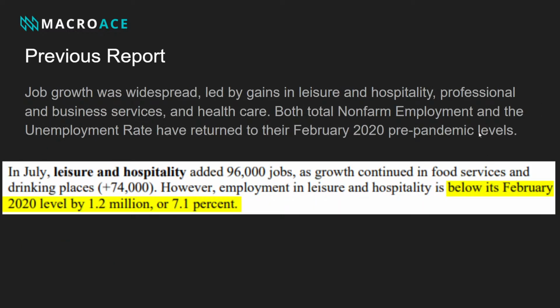Then the previous report, what we had seen, job growth was widespread, led by gains in leisure, hospitality, professional and business services, and healthcare. Both total non-farm employment and the unemployment rate returned to their February 2020 pre-pandemic levels. So everything, as they've said, has gone back to normal, right? The economy is now fully functioning where it was. You're not experiencing any sort of downturn in the employment sector.